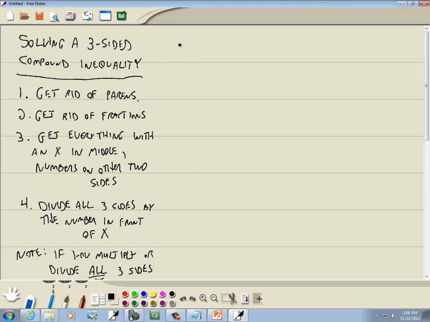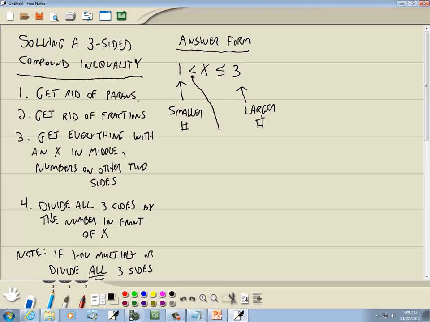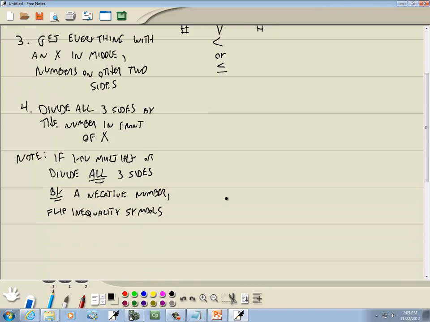Now our answer form, how we have to write our answer, is going to be of this form. Your smaller number always has to be on the left side. Your larger number always has to be on the right side. The symbols that go in here have to be less thans or less than or equal to's. So that's the way we have to write our answer, and we have to do a little bit of manipulation in some problems to get it in that form.